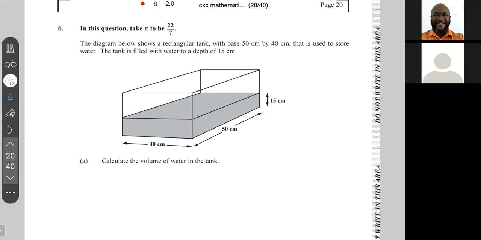Now, first thing, a liquid takes the shape of its container. So since the container is a cuboid, the liquid in the container is also a cuboid. So therefore, the volume of liquid, which is water, would be equal to length times width times height. The length is 50, the width is 40, and the height of water is 15.